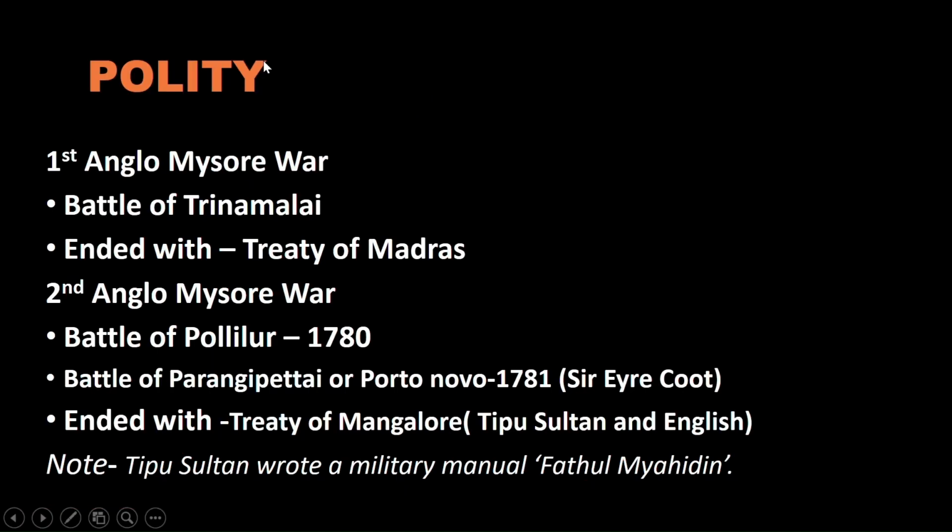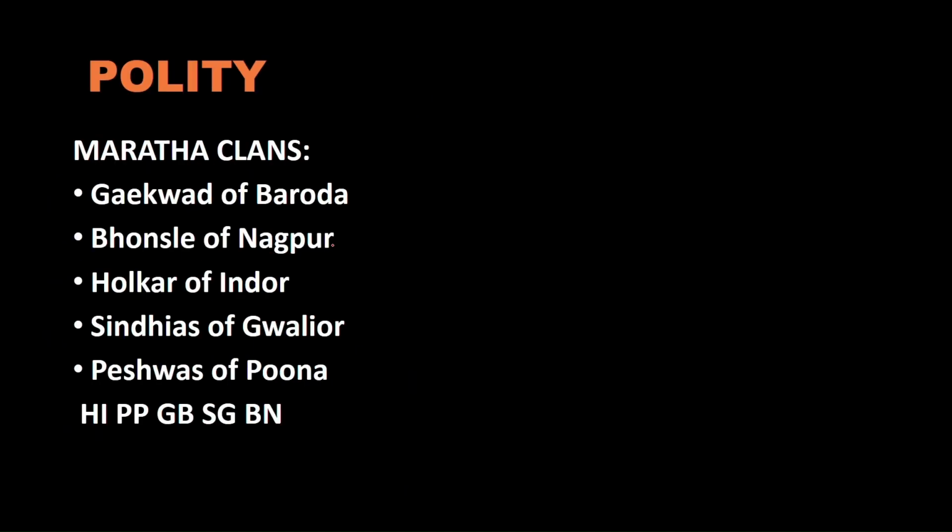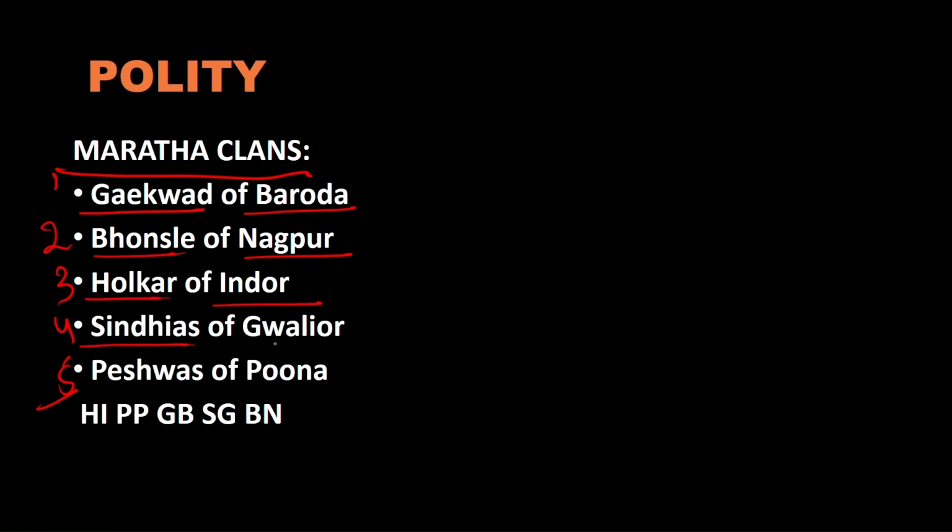Moving forward, we completed this part. Now we'll move to the Maratha clans. So there were 1, 2, 3, 4, 5 Maratha clans here. First one we had the Gaikwads of Baroda, then the Bhosles of Nagpur, then the Holkars of Indore, the Scindias of Gwalior, and the Peshwas of Pune.